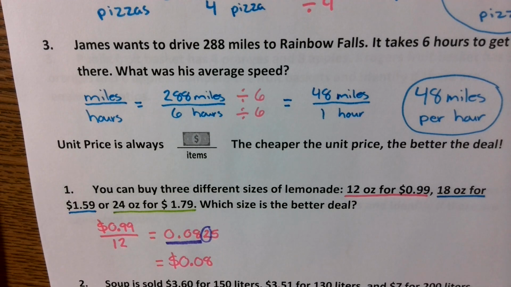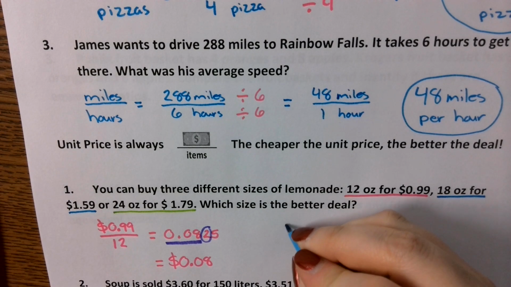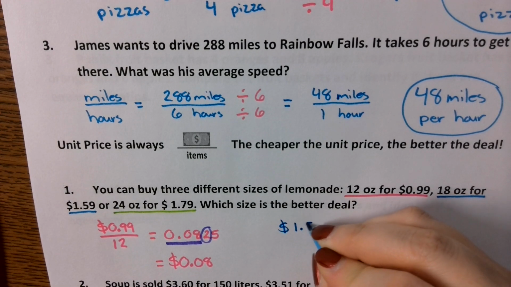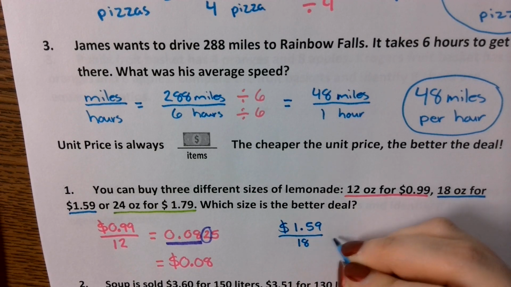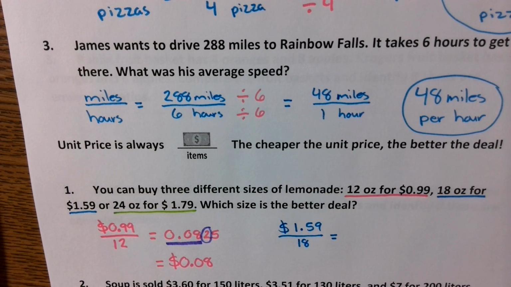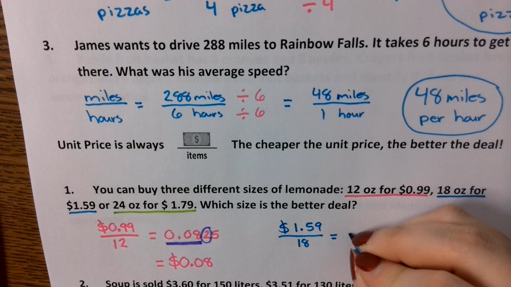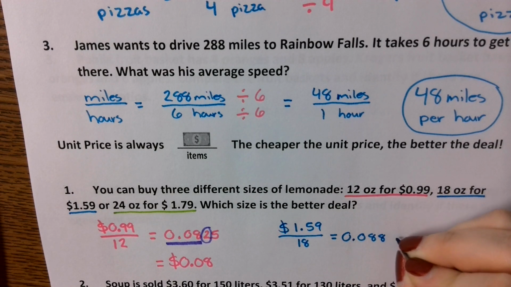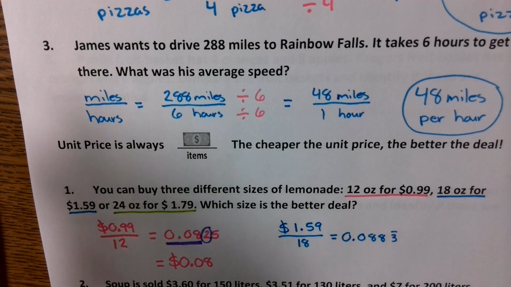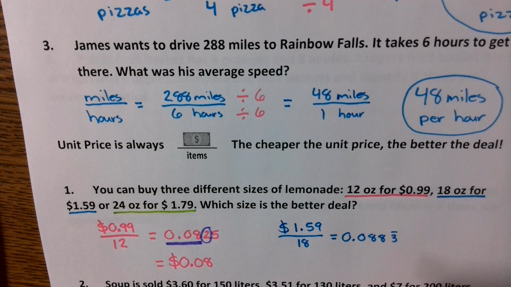Then we're going to do the same thing for the next one. We have $1.59 that we're going to divide by 18 ounces. So when we do $1.59 divided by 18 ounces, that's going to come out to 0.088, and then the 3 is going to repeat. So again, our money is 0.08.